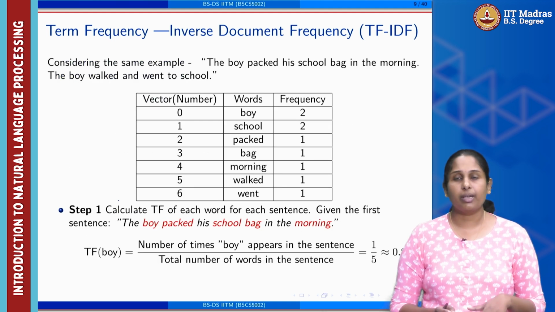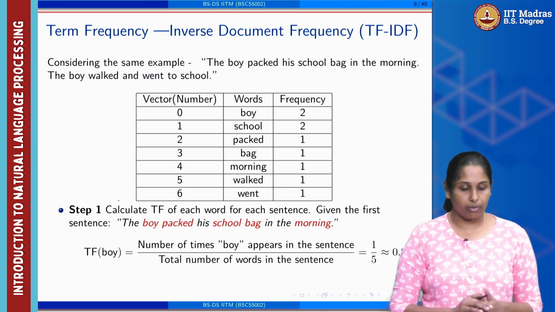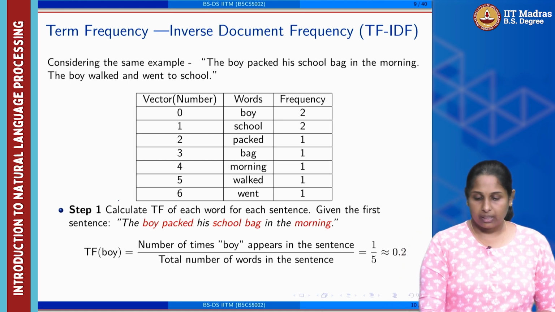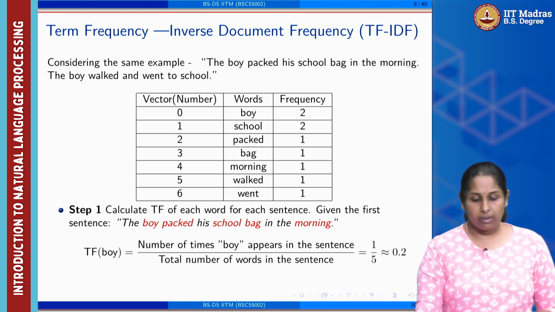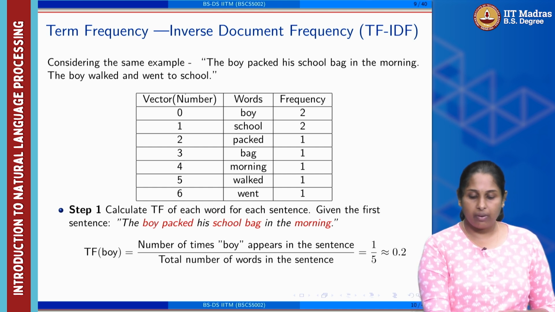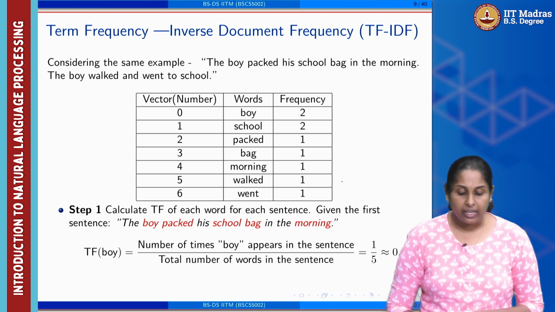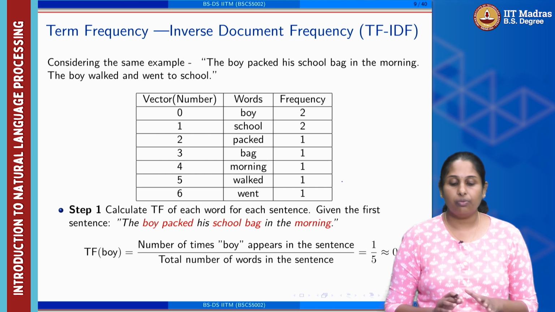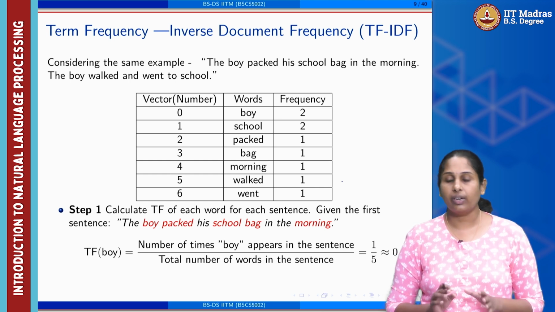Now, let us take the same example which we used for bag of words. Let us say this example: the boy packed his school bag in the morning. The boy walked and went to school. We have created a dictionary already, right? And using this dictionary, now we are going to calculate TF and IDF.